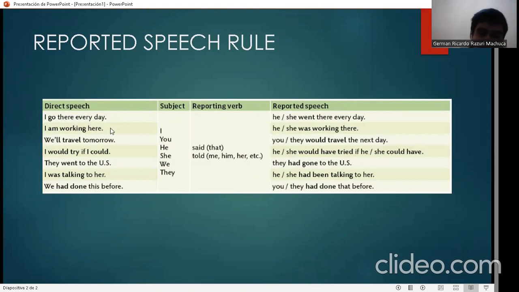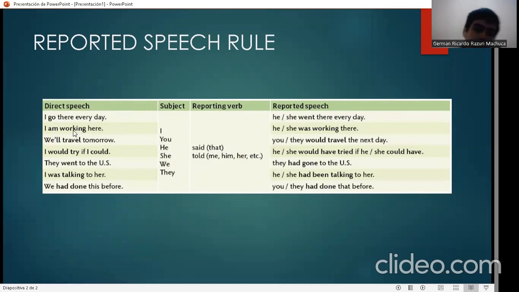For example, "I go there every day." That sentence is in present simple, and if we want to make a report, we start with "I said," or "you said," or "he said," and we go back one tense. If it starts in present simple, we go back to past simple. He went there every day.